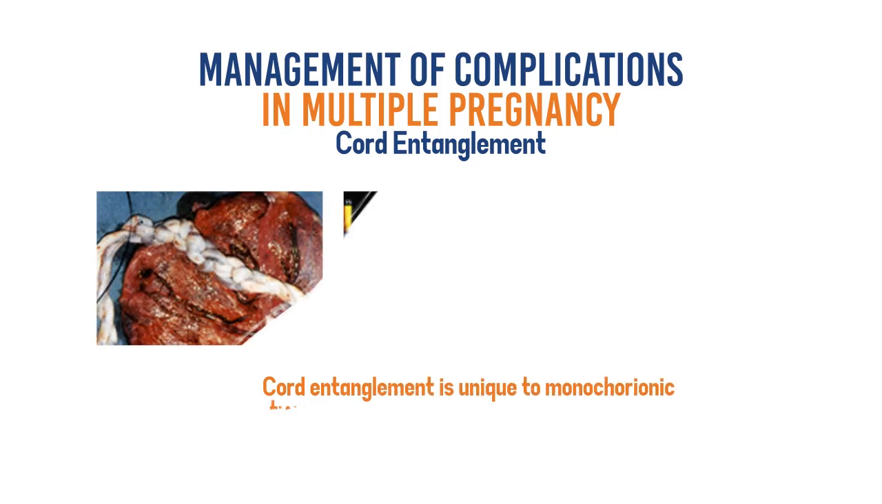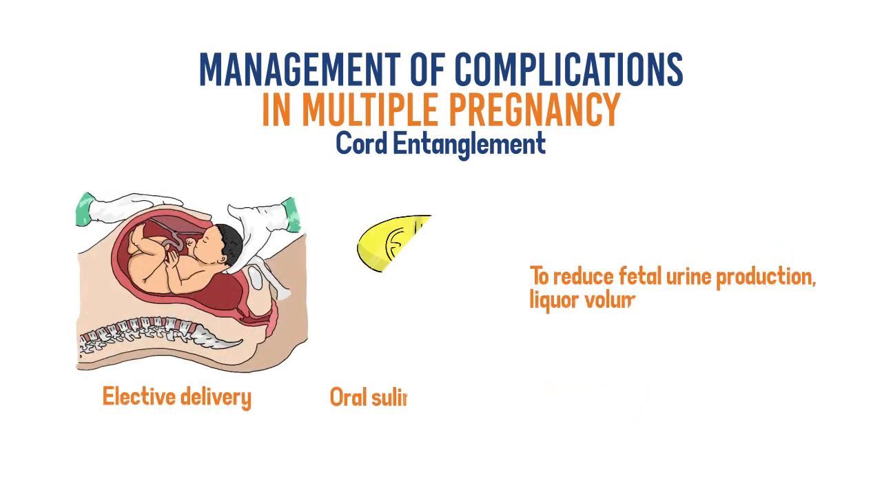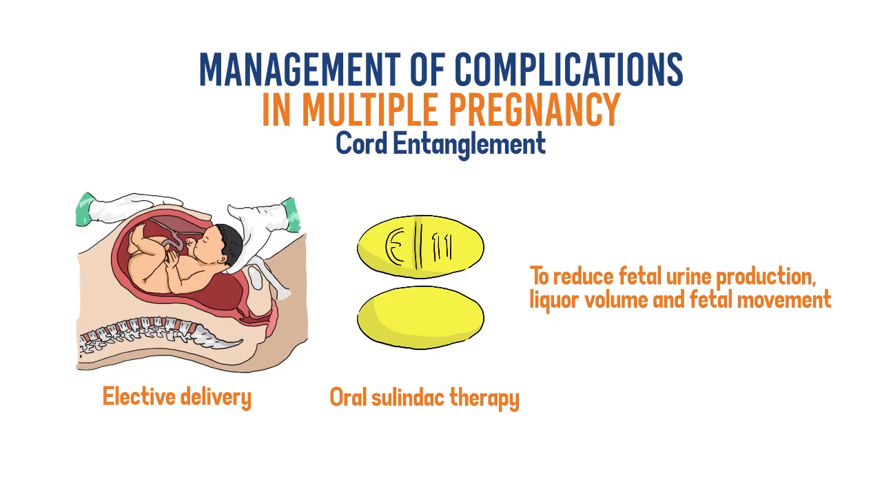Cord entanglement is unique to monochorionic twins and its incidence varies from 42% to 100%. This may contribute towards intrauterine death. Therapy to reduce the incidence of cord entanglement includes elective preterm delivery, and oral sulindac therapy to reduce fetal urine production, liquor volume, and fetal movement.